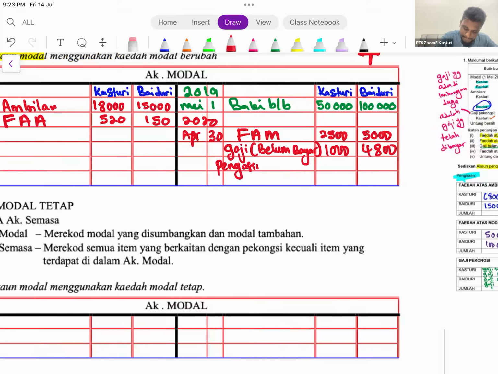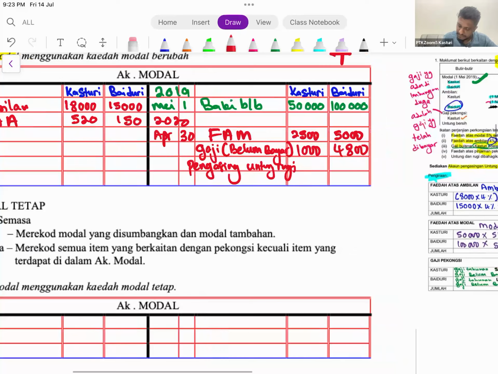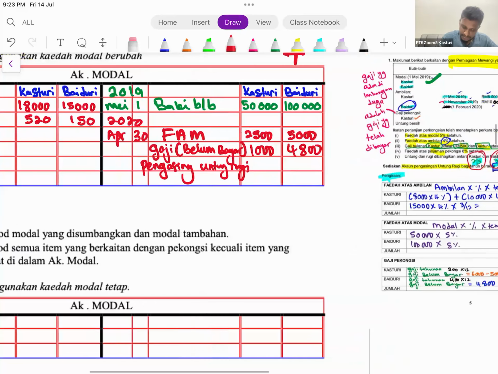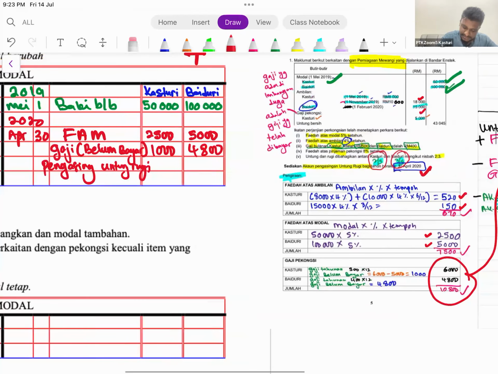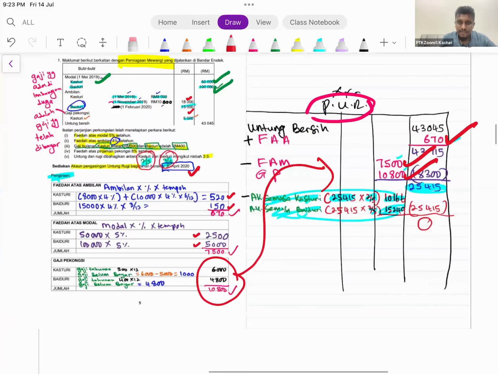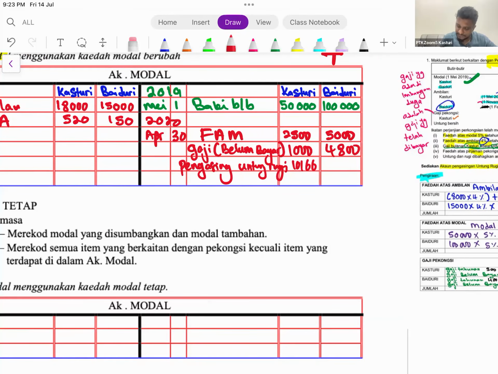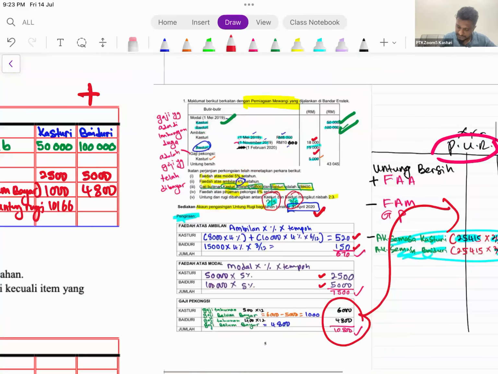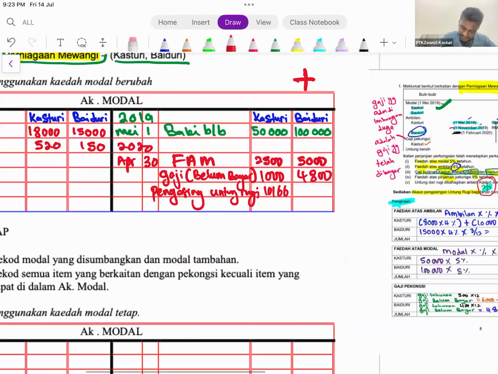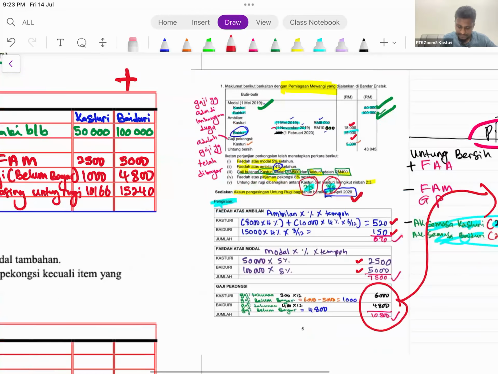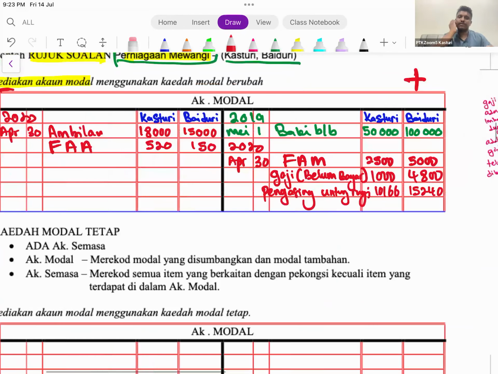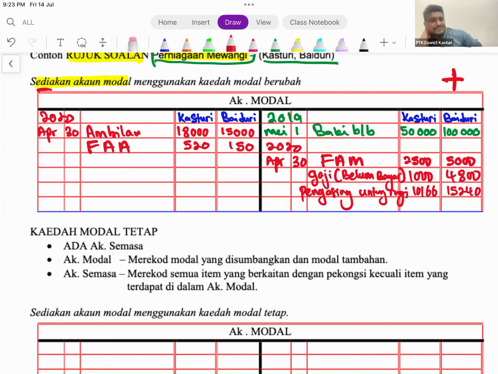Pengasingan untung rugi for Kasturi, 10166, 10166, 15240, 15240. So that's it, finish.